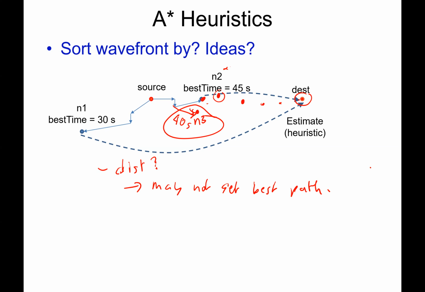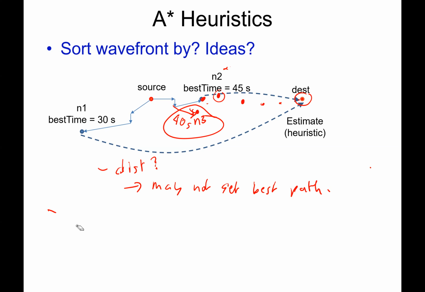I'm thinking about something like travel time multiplied by the inverse of the distance. Because the closer we are to the destination, the more we care about how much time that path takes. But we probably also consider the distance.